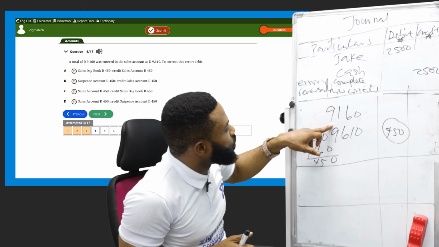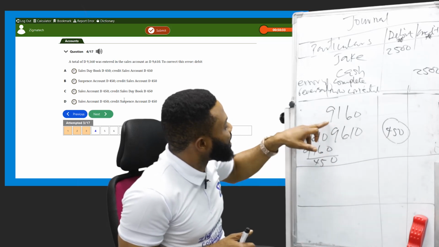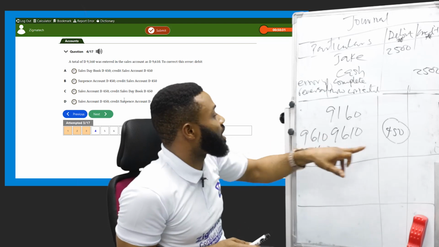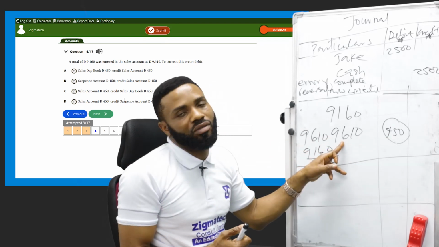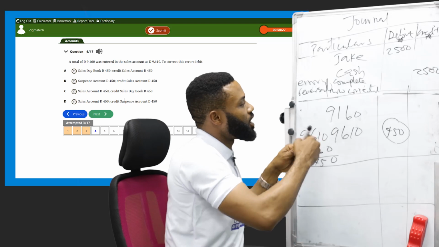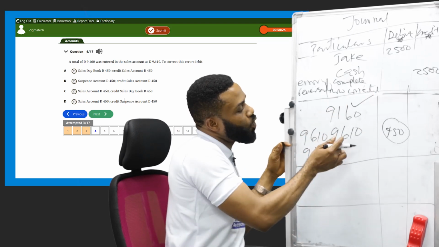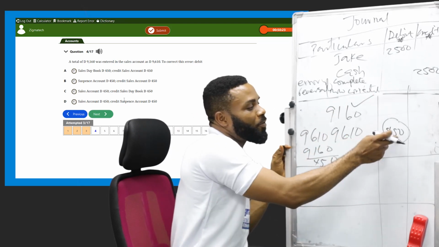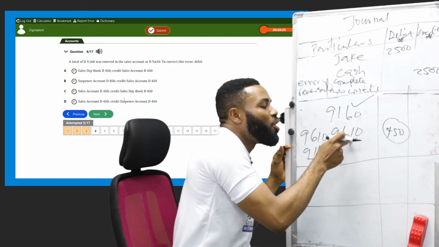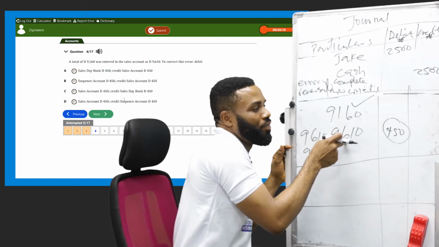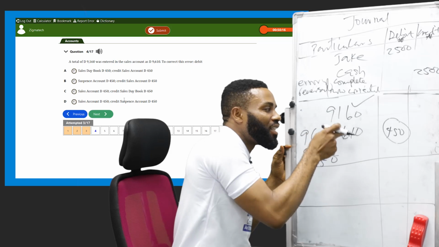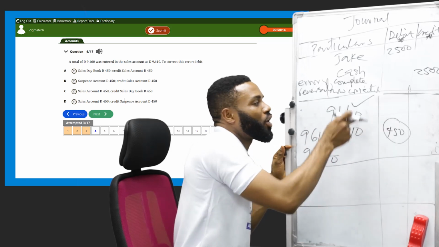There is need to add 450 to this. This is the original figure. Okay, there is need to subtract 450 from the account because this is the original and this is what was posted to the account. So 450 is going to be deducted from all the accounts that are involved. Any account that is involved in this transaction, you remove 450 from it so that you can get this.